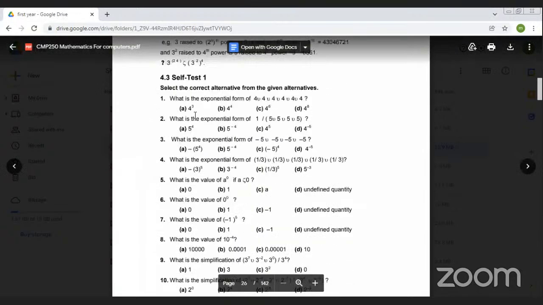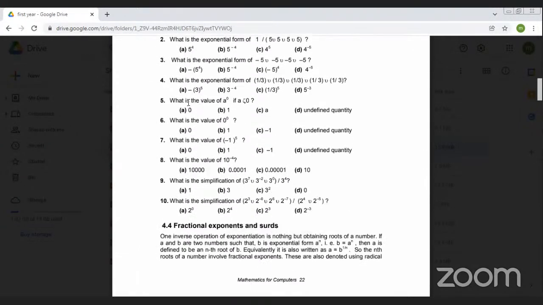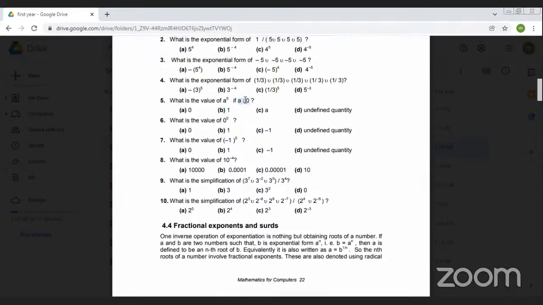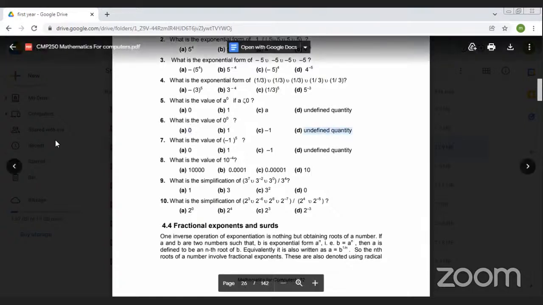Now let's take one or two examples. What is the value of a raised to 0 if a is not equal to 0? See, this sign was for not equal to. When a is not equal to 0, the value is 1. Now, what is the value of 0 raised to 0? Can anyone tell me? Here a shouldn't be equal to 0, and at that time the value was 1. So obviously, 0 raised to 0 will give me 0, right? Or will it be an undefined quantity?